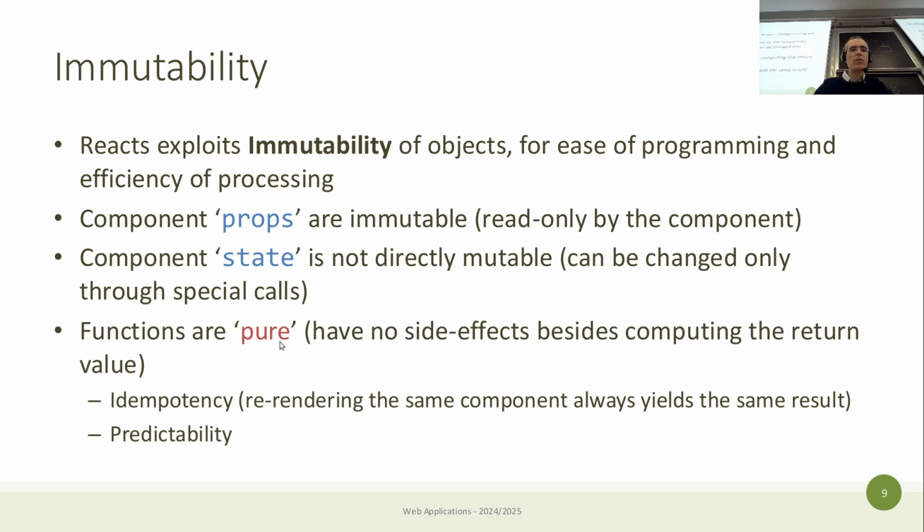Functions are pure, this is the functional programming paradigm. So we must not have side effects besides computing the return value in the functions. So we cannot keep local variables in functions that implement React components. If we have some variable that needs to change and we need to keep track of, that is a state, and we will see how it can be handled by React.